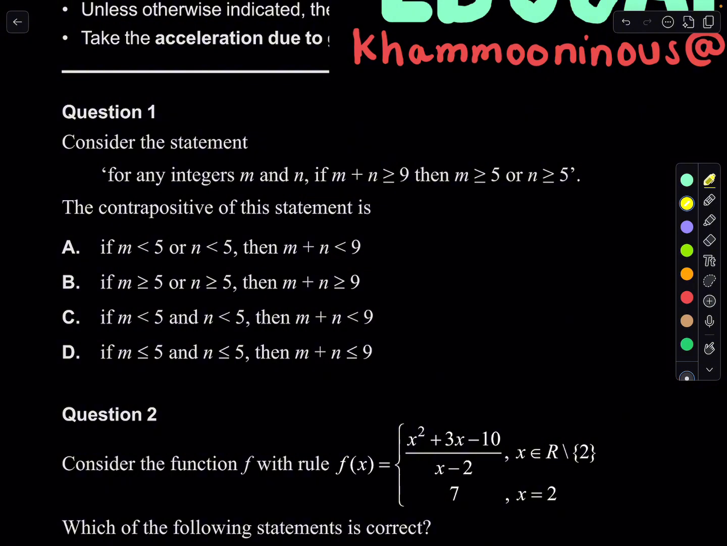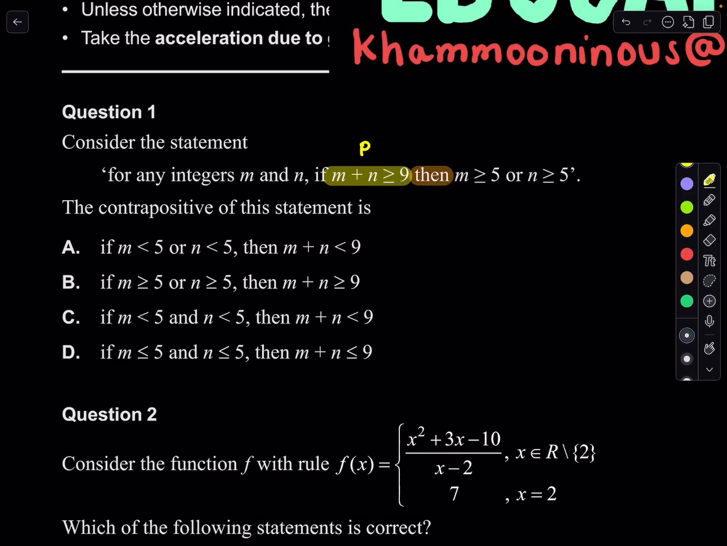One of the ways that I approach these questions is to write them as a propositional statement. What do I mean by that? It's basically taking these words and making them like formulas. Let me explain how I think about it. For example, it says, if m plus n is greater or equal to 9, let's call this P. Then it's an implication.